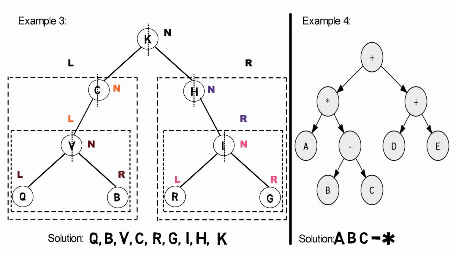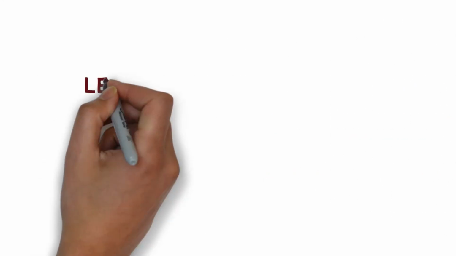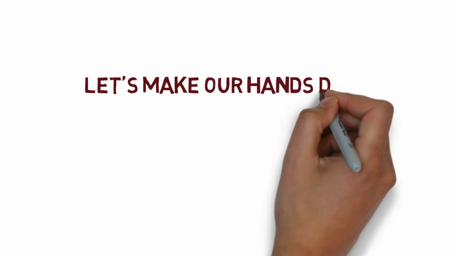Here we are done with the left subtree. We have to go to the right subtree of the topmost plus symbol. That's the root node. Traversing this gives us DE plus, and then we visit the topmost plus symbol. Great job. Now let's make our hands dirty.